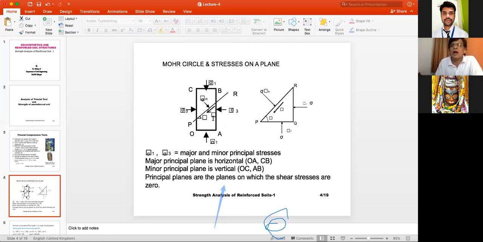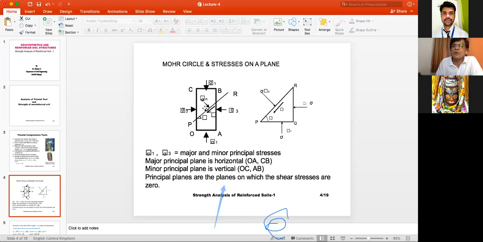And on these, what forces are acting? Let us see. Normal to the rupture plane, one force is acting, that is sigma n, the normal stress. Sigma n is called the normal stress, and it is acting normal to the failure plane or failure envelope. And another force is acting downwards, that is called the shear stress tau.